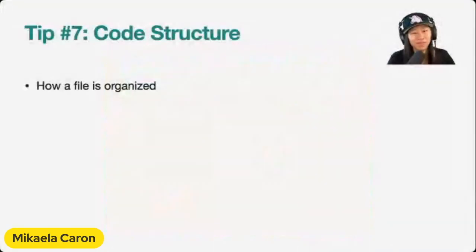So tip number 7 is about code structure. This is all about how a file is organized. And we're not talking about the file navigator on the far left of Xcode, about where you put files in folders. No, we are talking about how we organize our actual code in a Swift file.